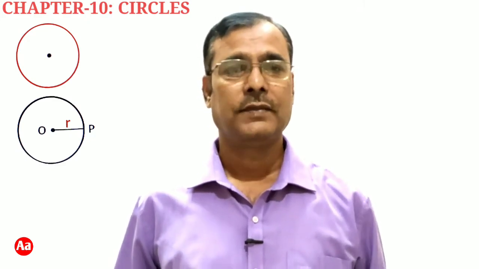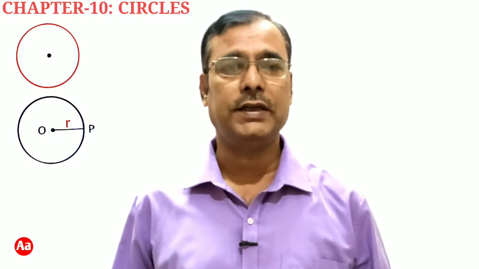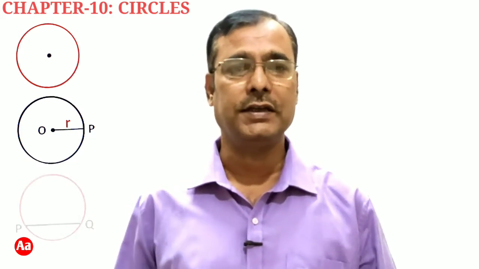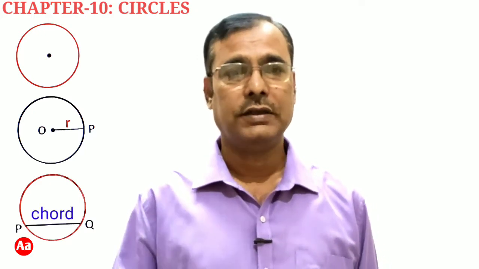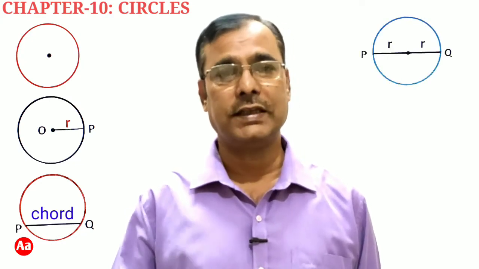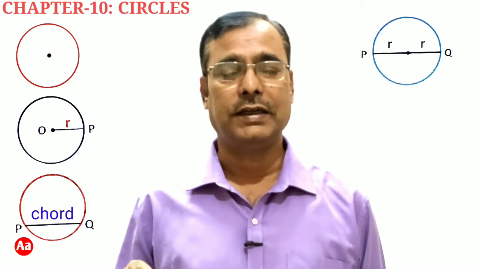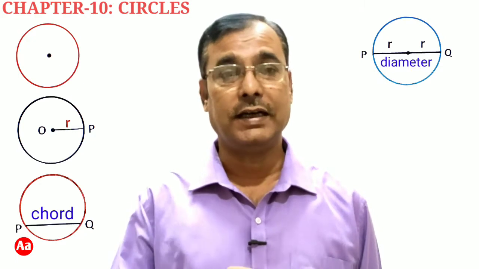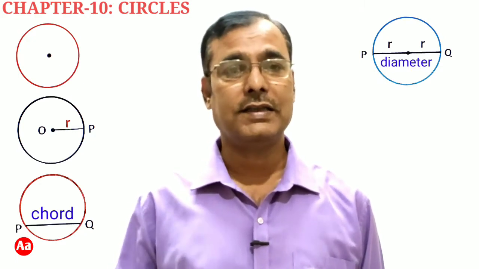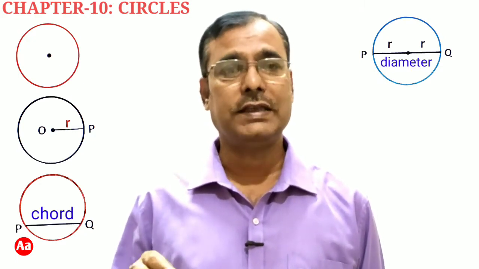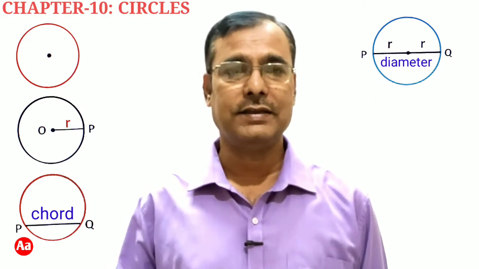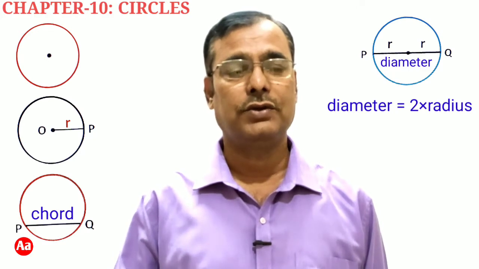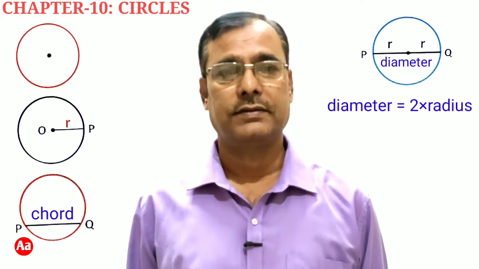If you take 2 points on a circle like P and Q, the line segment PQ is called a chord of the circle. The chord which passes through the center of the circle is called the diameter of the circle. A diameter is the longest chord in a circle, which is equal to 2 times the radius of the circle. That is, diameter equals 2 into radius.